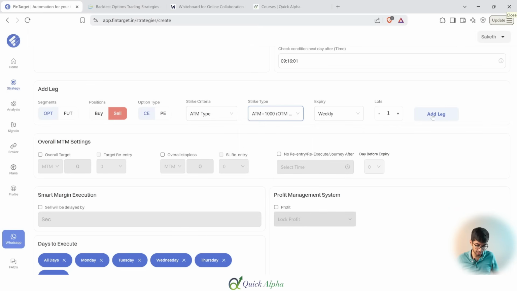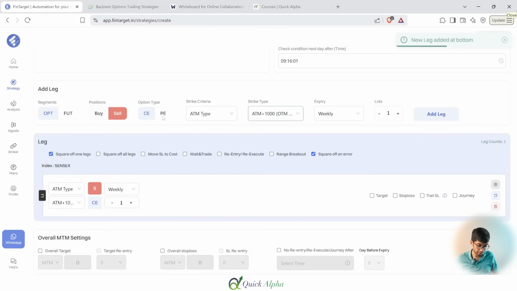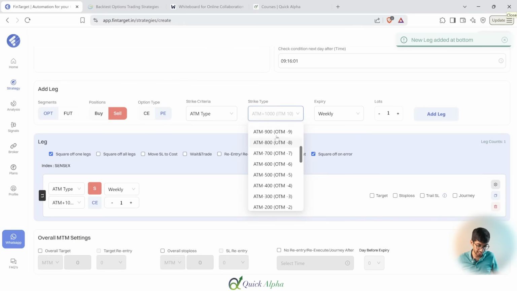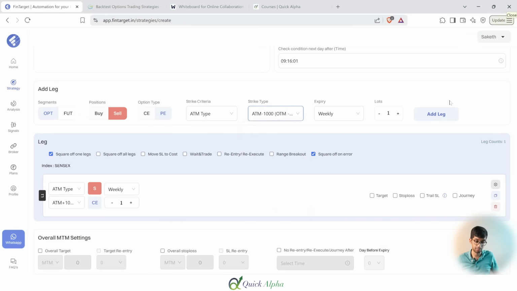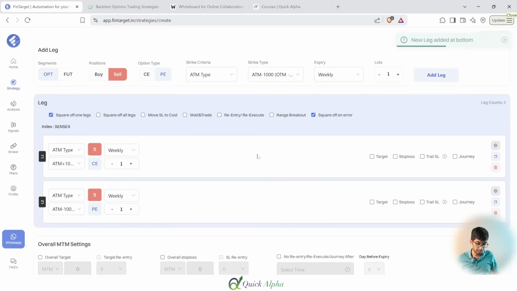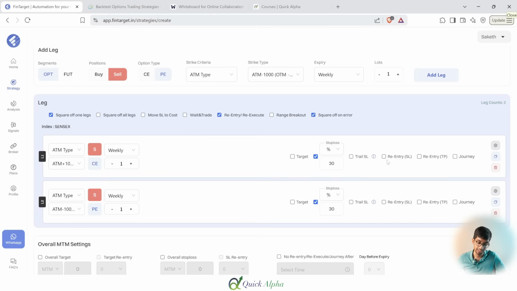So a call sell of 1000 points away, then again I'm going to change it to put sell of 1000 points away. So here let's make it 1000 points away put sell. Along with this, I'm also going to set stop losses. I'm going to place a stop loss of 30% as we have discussed. And finally, I'm going to add re-entry. We want to re-enter the trade only when our stop loss gets hit.